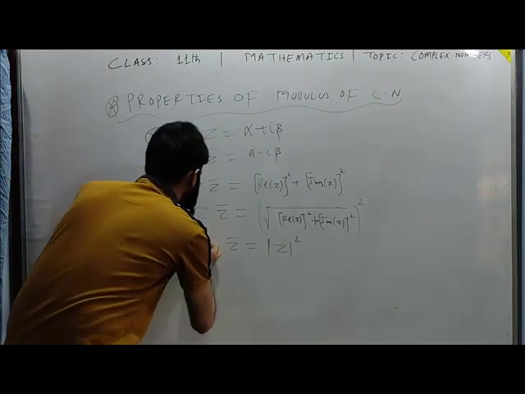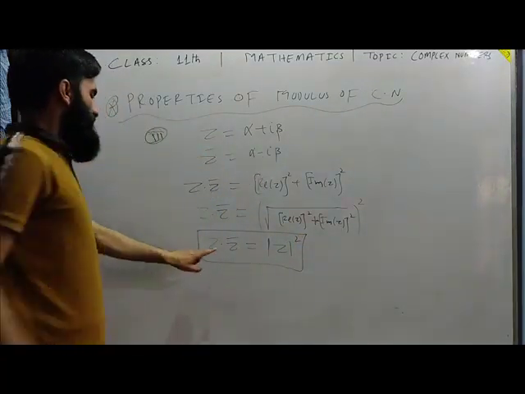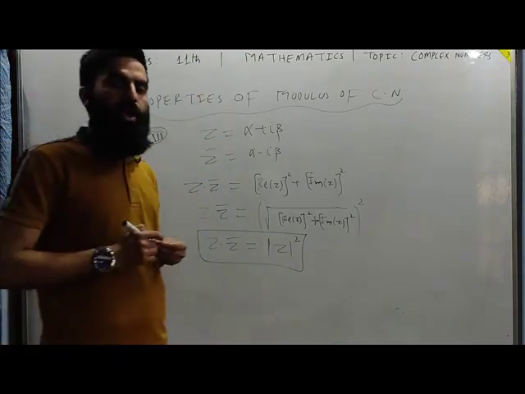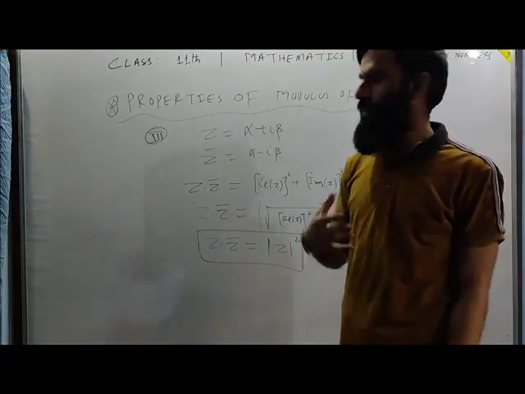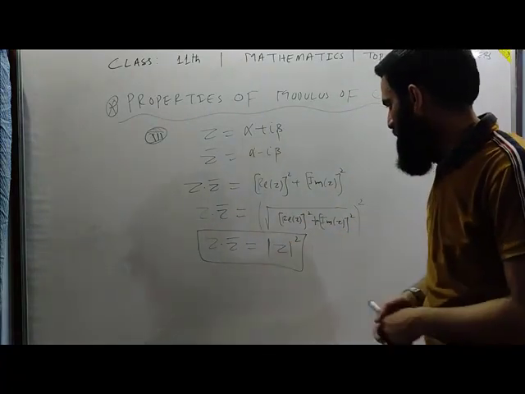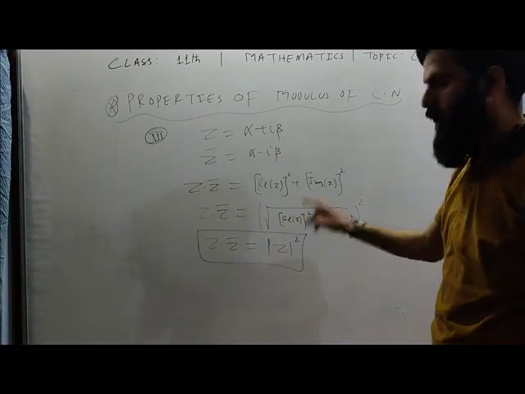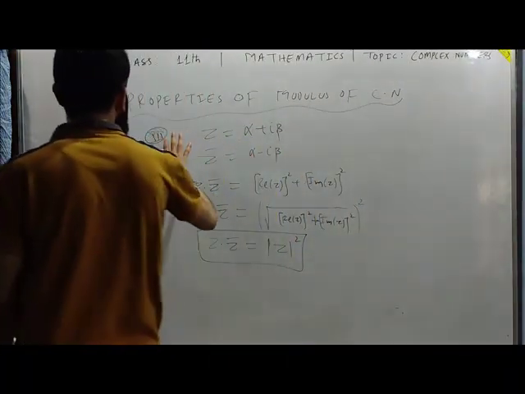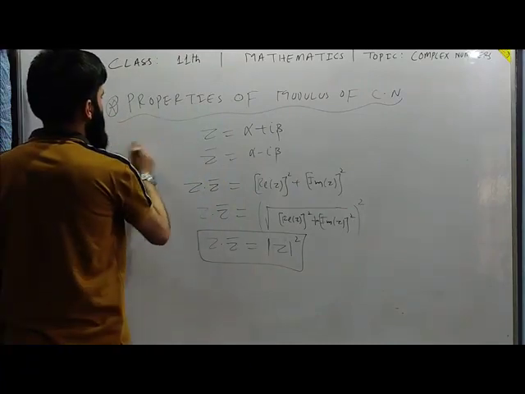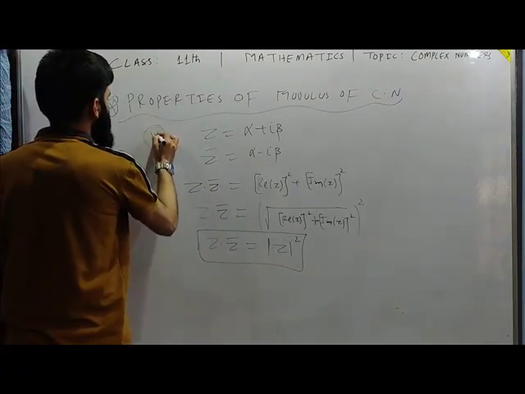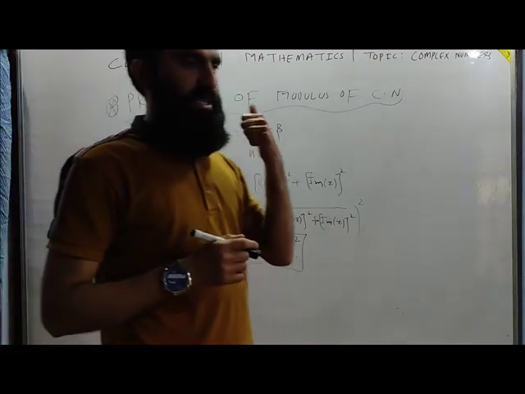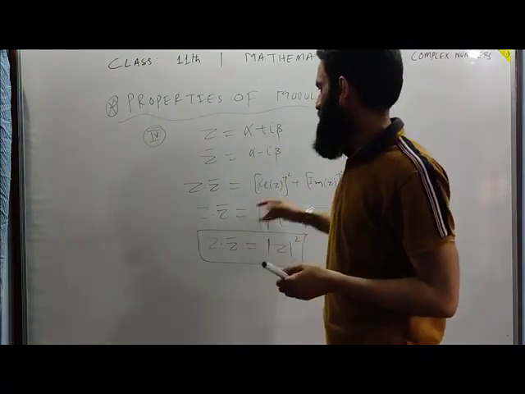So this is another important property. The fourth property is that z dot z conjugate is equal to mod of z square. If you take the multiplication of a complex number with its conjugate, you will get the square of the modulus of that complex number. So z dot z bar is equal to mod of z square. Three properties we have discussed, and this is the fourth one.